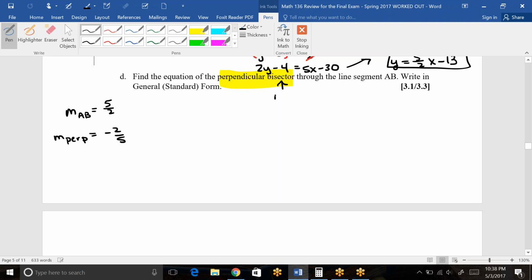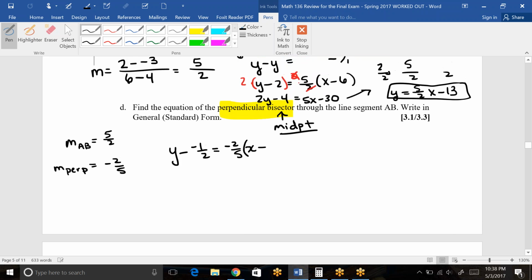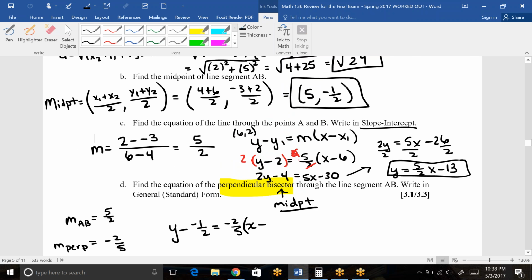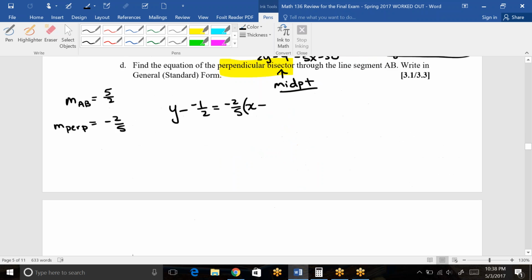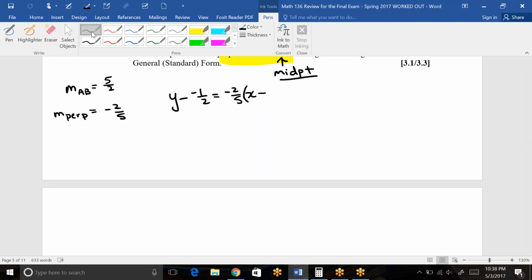But because of the word bisector, we have to use our midpoint when we do our formula. So y minus negative 1/2, because that was our midpoint's y, equals negative 2/5. And then we have x minus, I'll have to look back up here, I think it was 5, yes. So x minus 5. In this scenario, because there's a fraction on the other side, I actually am going to distribute the negative 2/5 first. All I did was clean up the minus and negative.